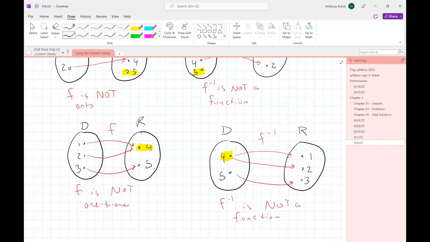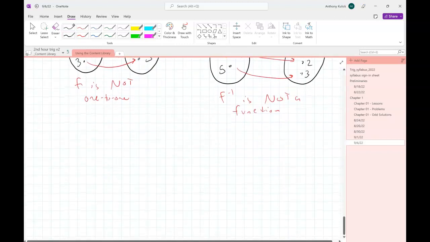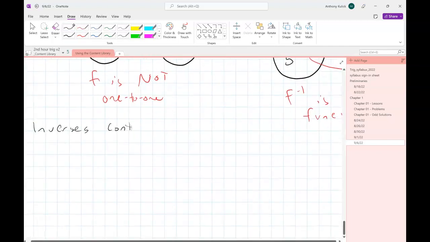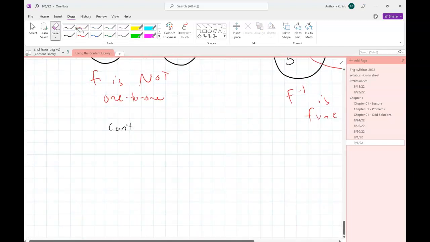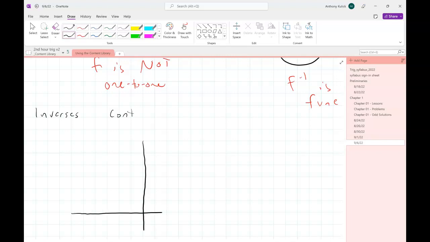All right. Let's continue now looking at inverses. We've seen how to write an inverse from a mapping diagram, and we've seen how to write an inverse from a set of ordered pairs. Let's continue. Let's look at how we're going to write an inverse from a graph.